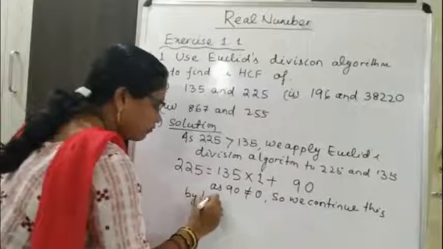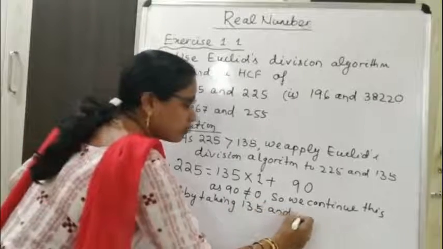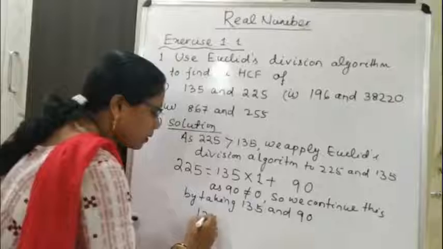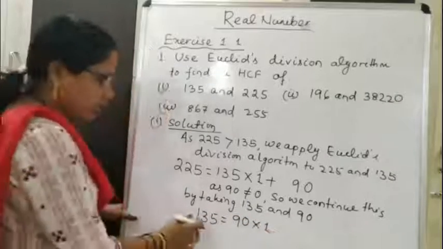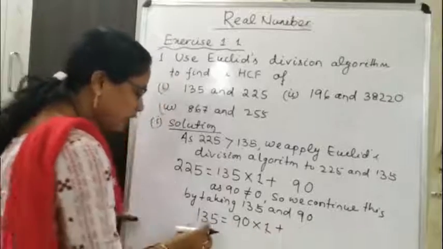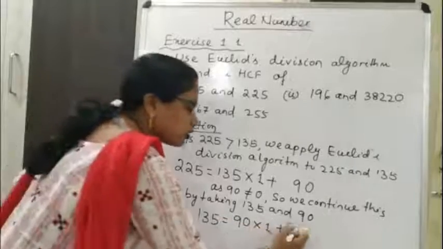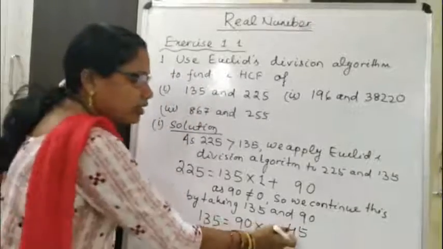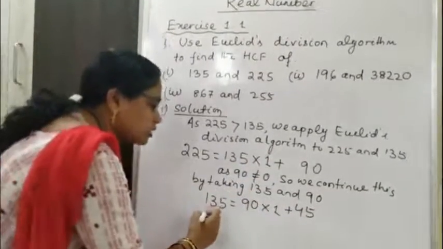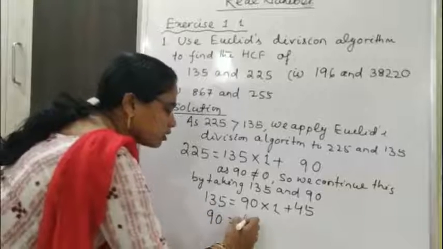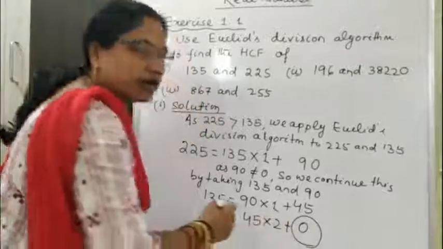By taking 135 and 90, 135 is equal to 90 into 1 plus the remainder, 135 minus 90, which is 45. Again the remainder is 45, which is not equal to 0, so we continue this process. That is, 90 is equal to 45 into 2 plus 0. So here we got the remainder 0.